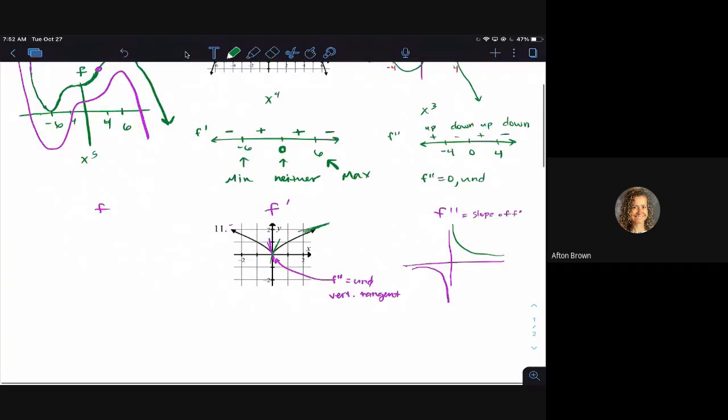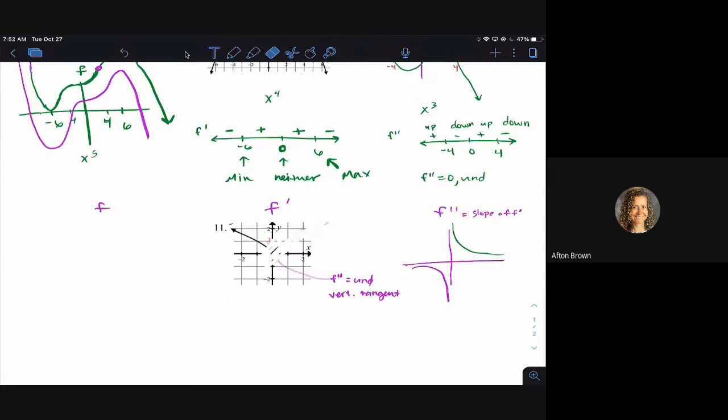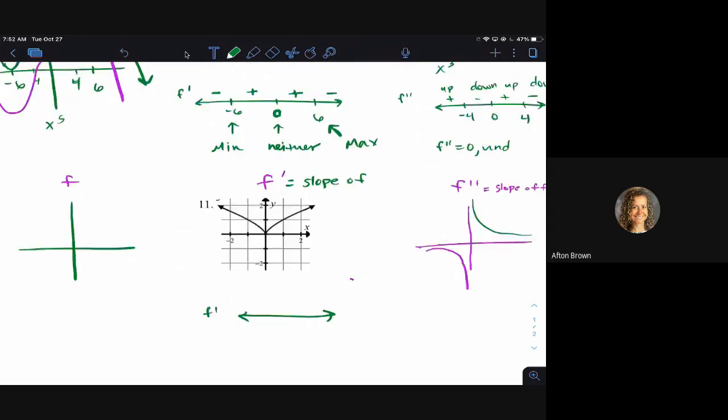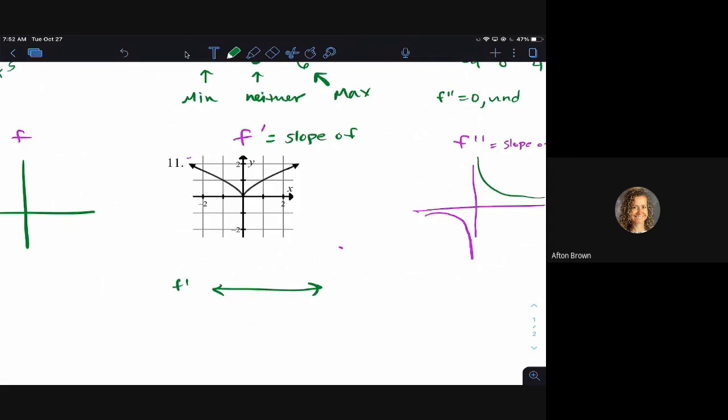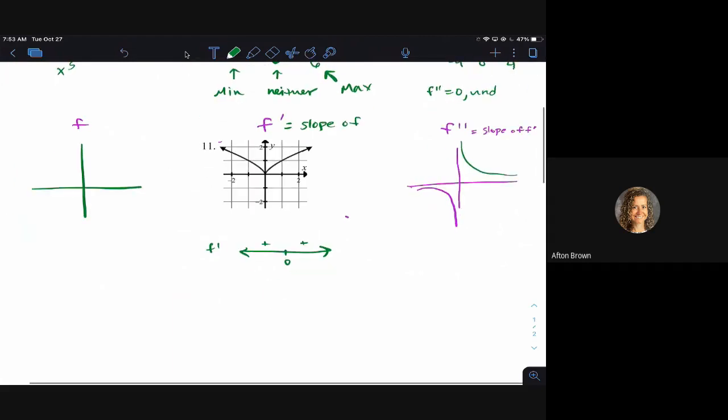Okay, so let's go backwards. Let's do f. So think f prime is the slope of f. When we graph this, we want the slope of f to be that graph. I would make an f prime sign chart. Where is f prime equal to 0 or undefined? 0. But what stands out to me is f prime is positive on both sides. So is 0 a max or a min? Neither. In this case, it would be neither, right? Because f prime didn't change signs. So the graph of f won't have a max or a min.